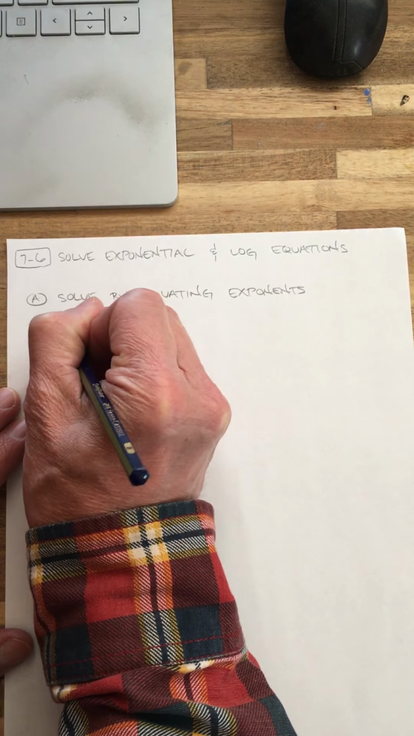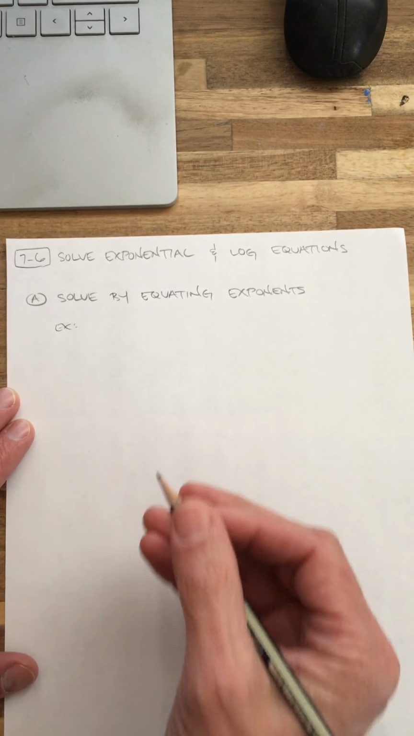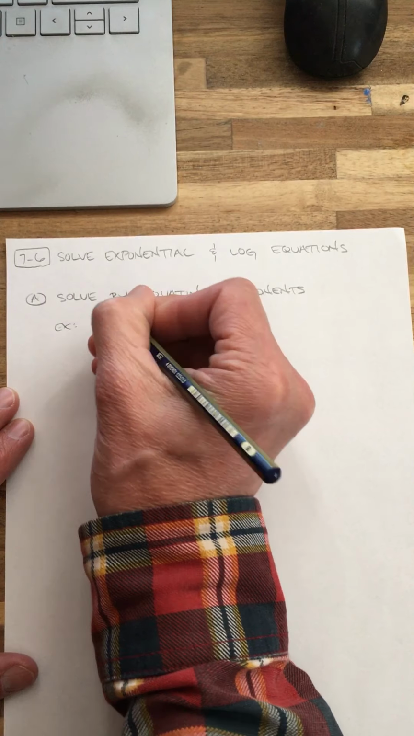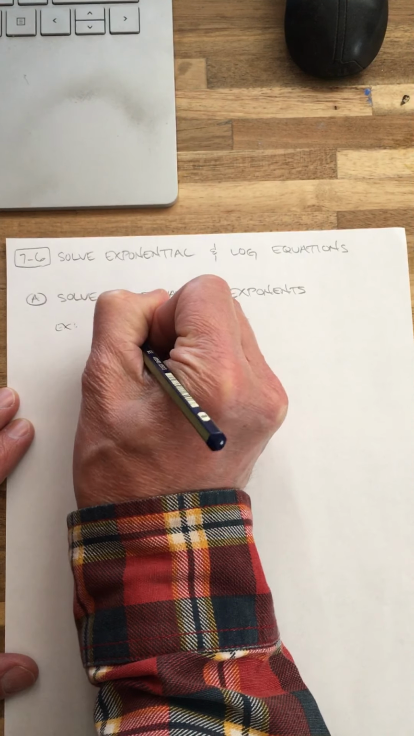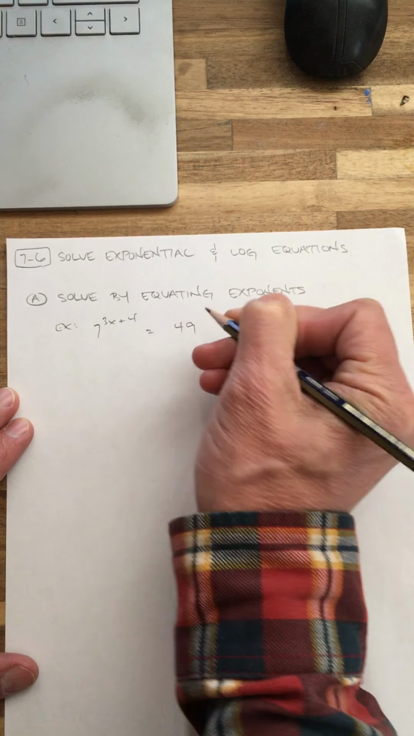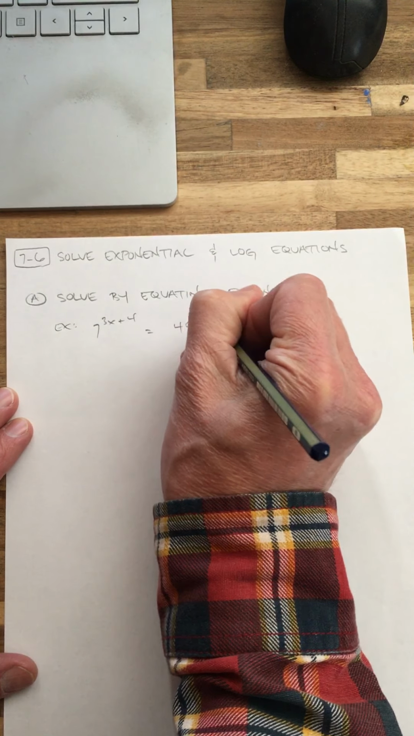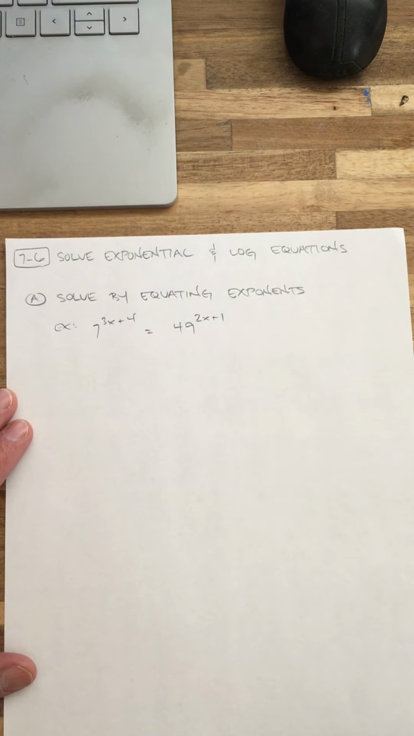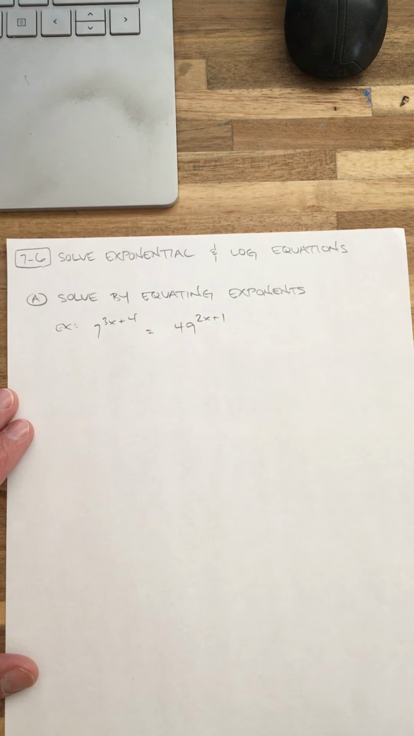First example, we're going to be solving some equations by equating the exponents, okay? So if you have something like this, 7 to the power of 3x plus 4 equals 49 to the power of 2x plus 1, we can solve this by equating exponents. Now, it might not look like it, but let me just give you an example.